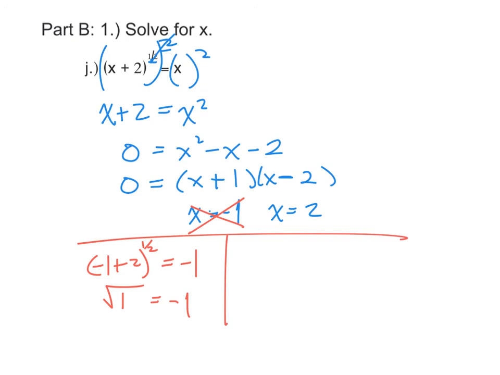That doesn't necessarily mean that x equals 2 is. We have to plug it in. Is 2 plus 2 to the 1/2 equal to 2? Well, 2 plus 2 is 4, and the 1/2 means square root. Is the square root of 4 equal to 2? Yes, it is. So x equals 2 is our solution.